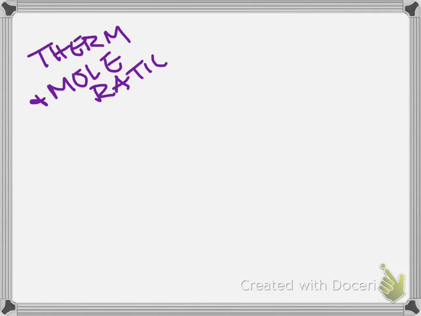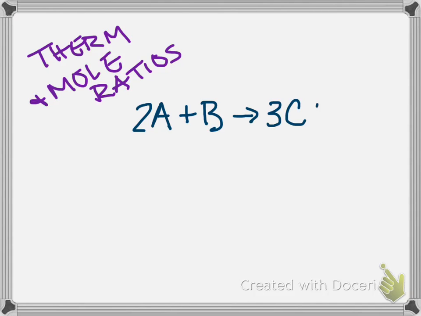Last topic is thermochem and mole ratios. I like to stay away from the term stoichiometry because it tends to scare a few of you, so I'm just going to leave it as mole ratios. Okay, we're not going to go into the whole stoich with it. You're not going to have to do that on your final exam. So we're going to use this equation right here. 2A plus B yields 3C plus 10 kilojoules.